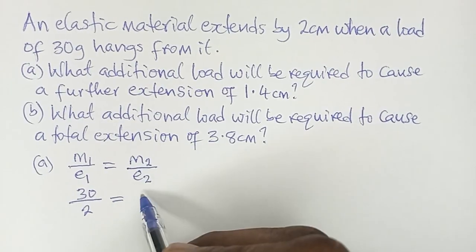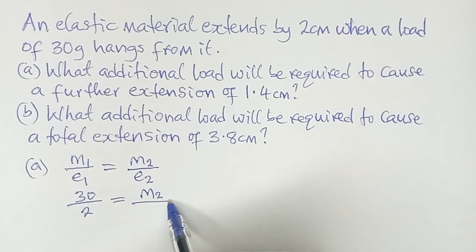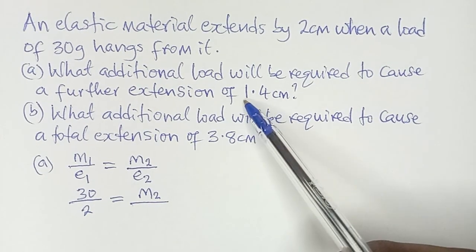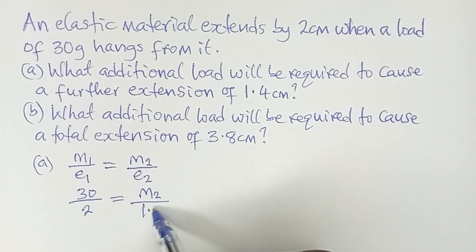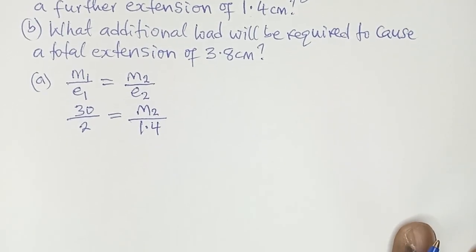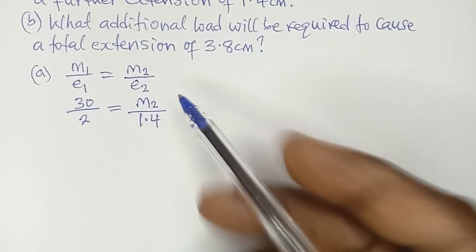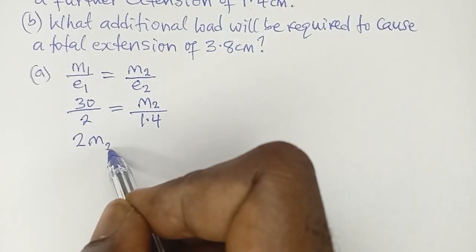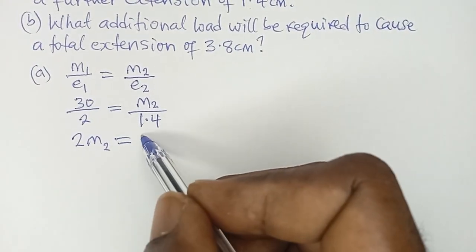And that will be equal to the additional mass that we are looking for, which is M2, divided by the extension that the additional mass produced. So this is the extension that the additional mass produced, 1.4. Now I can simply cross multiply. That means I can use this 2 to multiply M2, and so that will give me 2 M2, and is equal to 30 multiplied by 1.4.